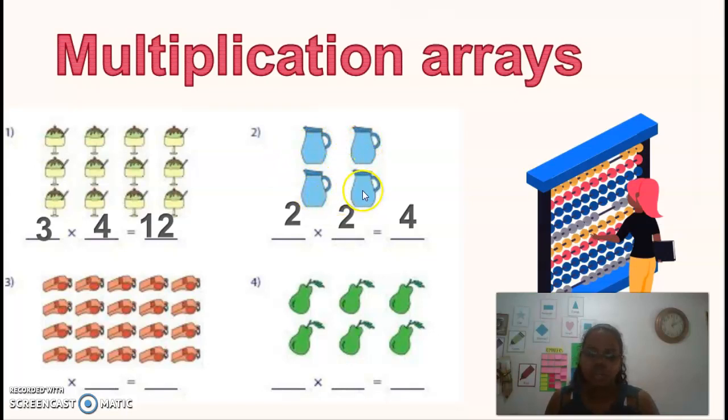So what you're going to do is that you're going to draw all the things and you're going to write one multiplication array form for each one of them. Continue with the whistles and then with the pears.